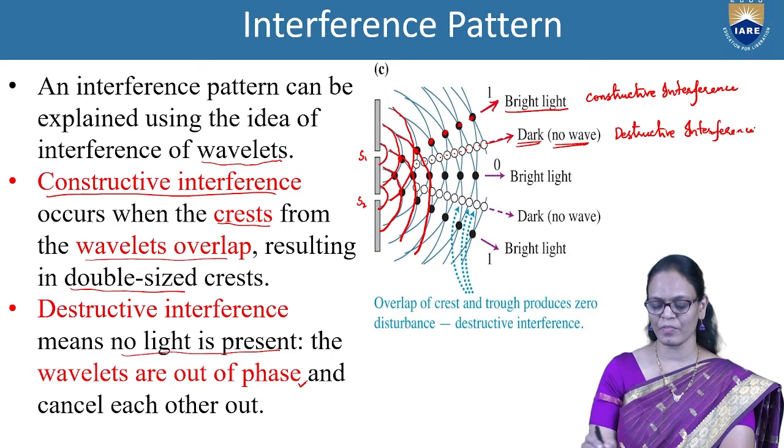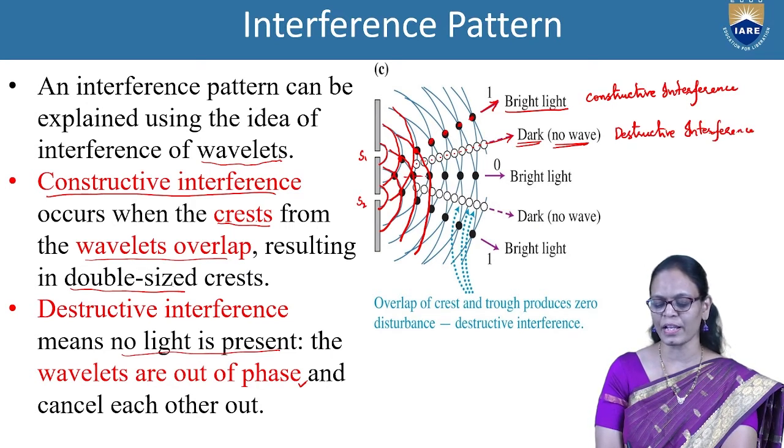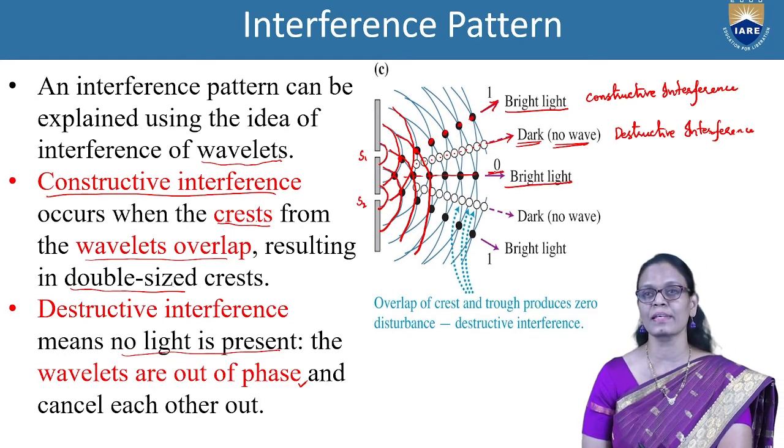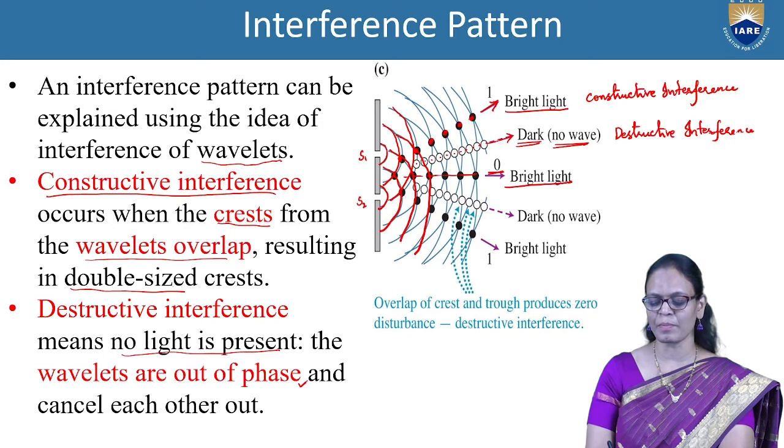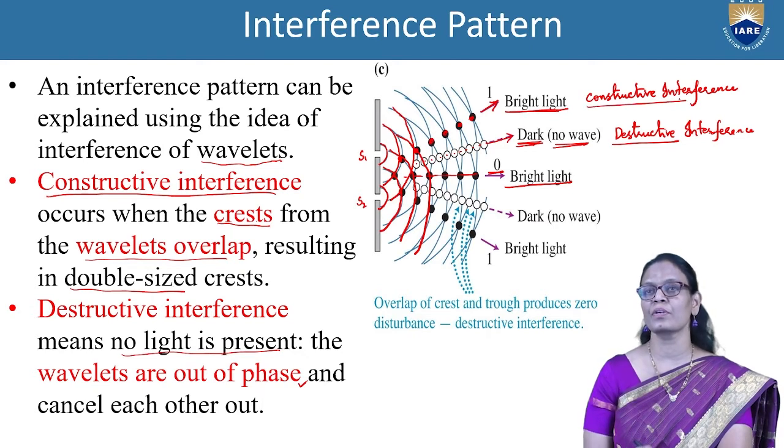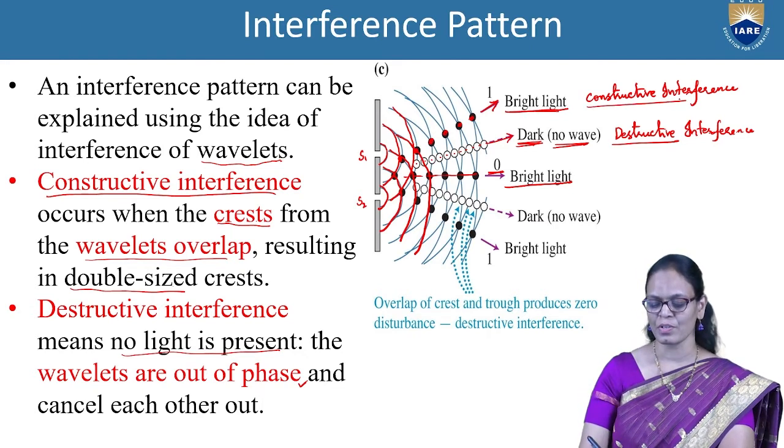So what we are observing here, the central spot is bright here. This is a bright light, which we have numbered as 0. Then after the central bright fringe, we had the dark fringe or the dark band where we say no wave. This is due to destructive interference. Then after the dark fringe, you have a bright fringe, which we call due to constructive interference. So on the other side also, you have the same way.